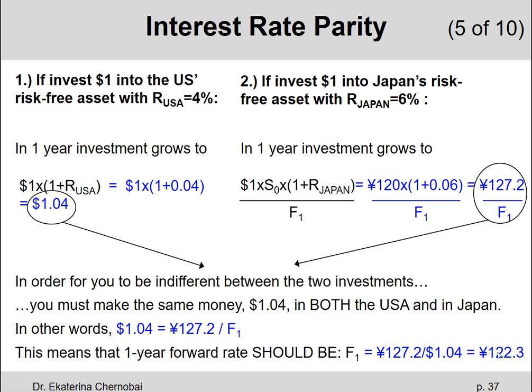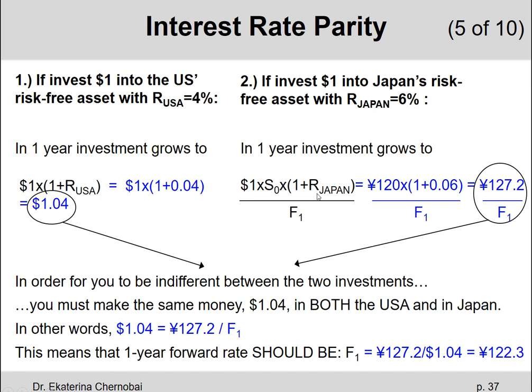And the other way around. What if the 1-year forward rate is higher than how high it should be? So let's say it's 125 yen per dollar. Then mathematically, for Japan, when we divide by a larger number, we get a smaller answer. Smaller means we will make less than $1.04 if we invest our money in Japan. So where would all investors be investing their money into? Not into Japan, but into the United States, where they get more money after 1 year.